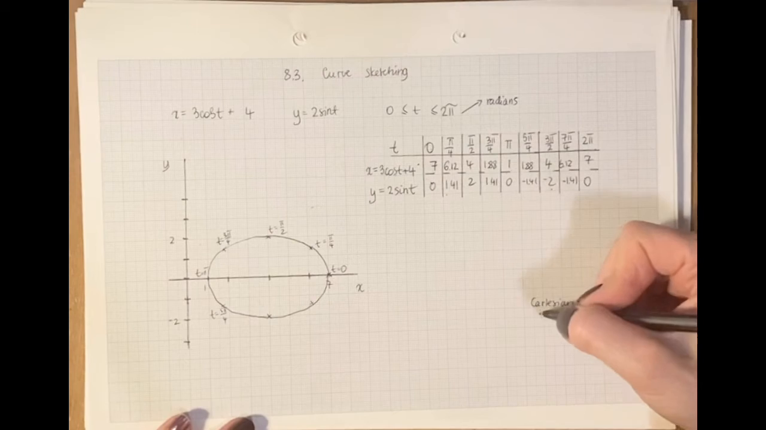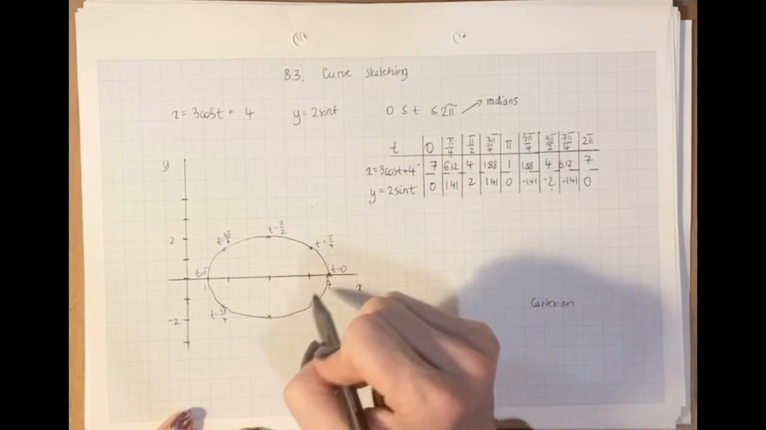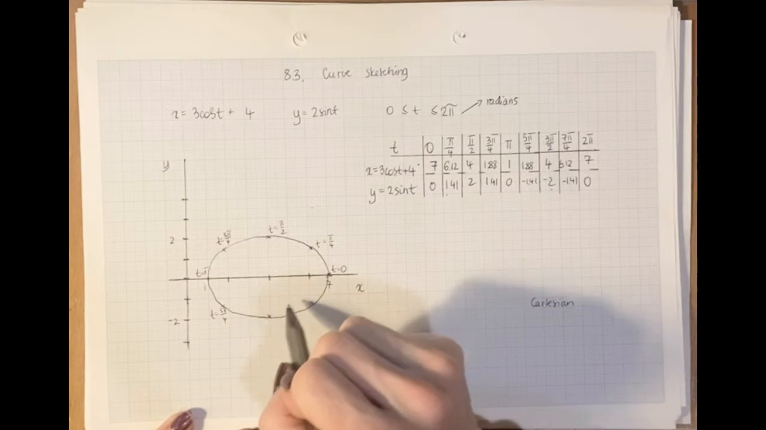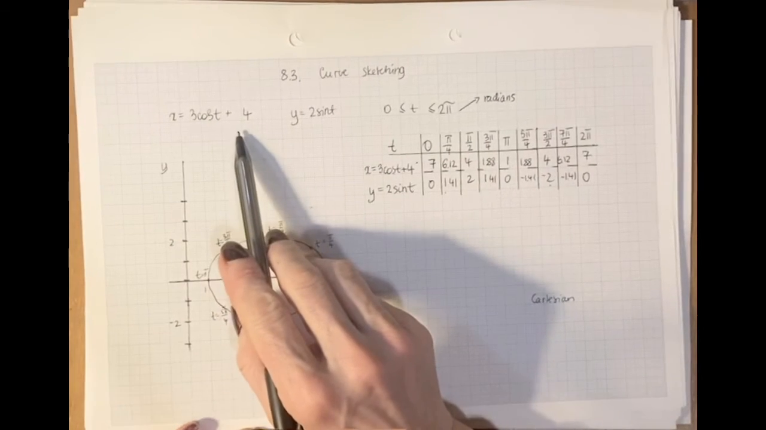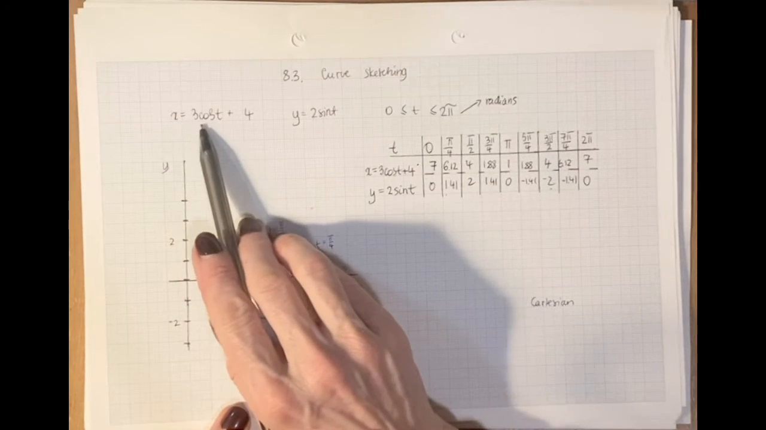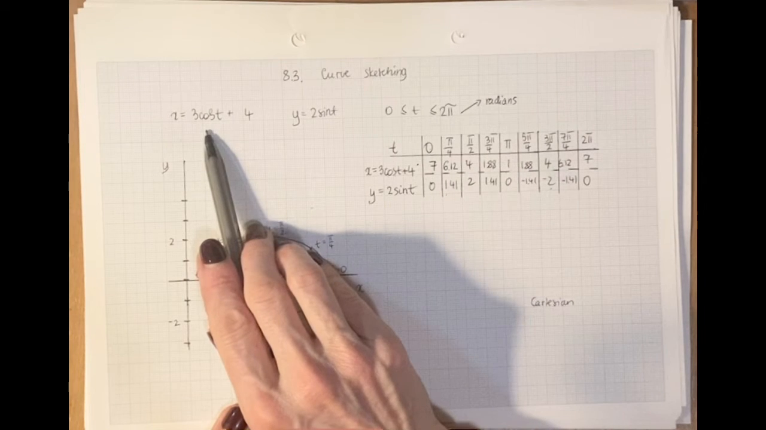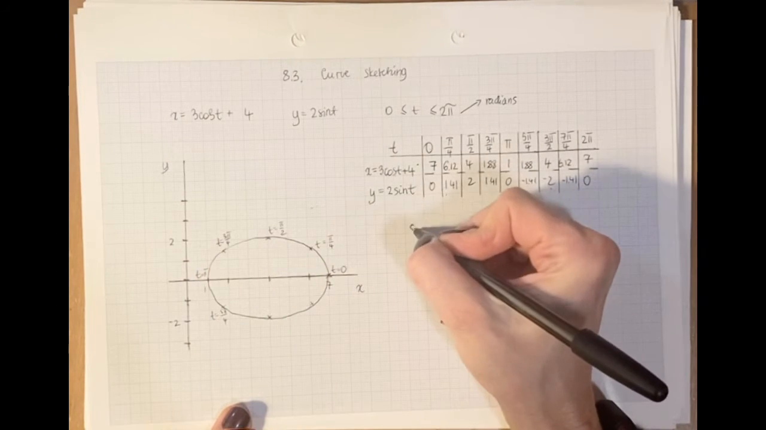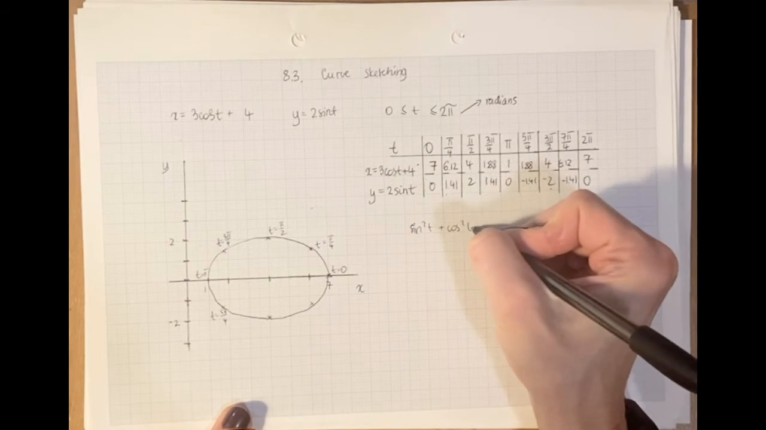We're also asked to find the Cartesian equation of this curve. It looks almost like a circle. It's actually an ellipse. It's not a curve we study, but you can still be asked to find the Cartesian equation. So let's use the identity connecting sine and cos. So it's sine squared t plus cos squared t equals 1.